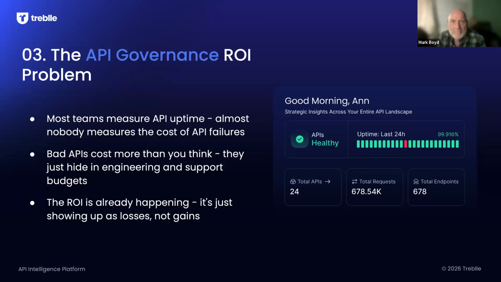So again, I want to say that the ROI is already happening. It's just showing up as a loss and not gains at the end of every quarter or the fiscal year. So maybe Mark, you take us through what you've seen and why you think there is an ROI problem, or maybe it's just an optical illusion. Is this where I jump to my slides? No, not yet.